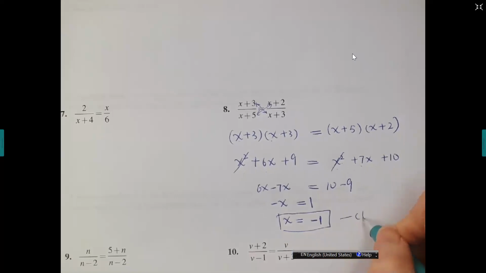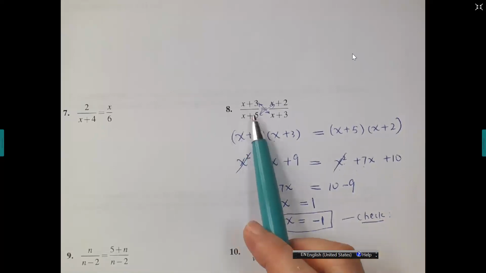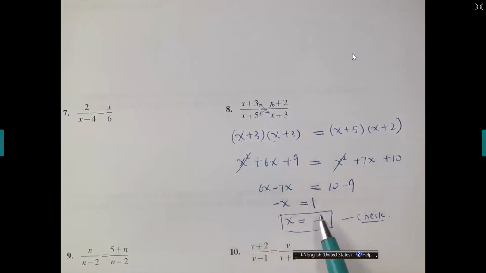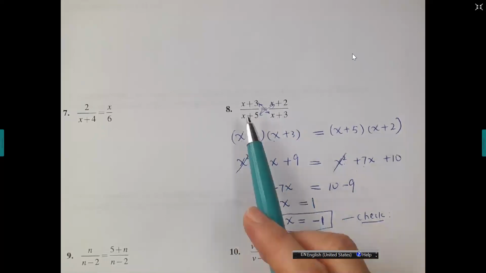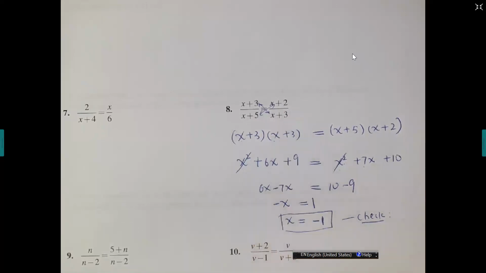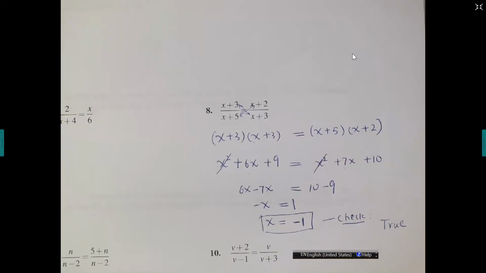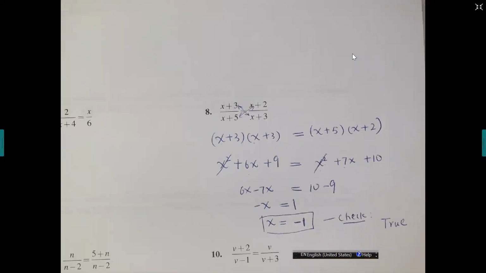Then quickly check. Do I need to check? Yes, because I do see the unknown appears in the denominator. So when I plug x equals negative 1 into both of the denominators, neither one is 0. So that means this is a true solution. There are no concerns at all, and x equals negative 1.